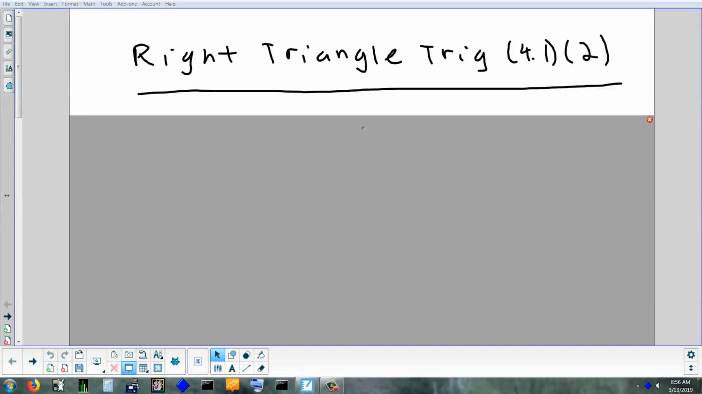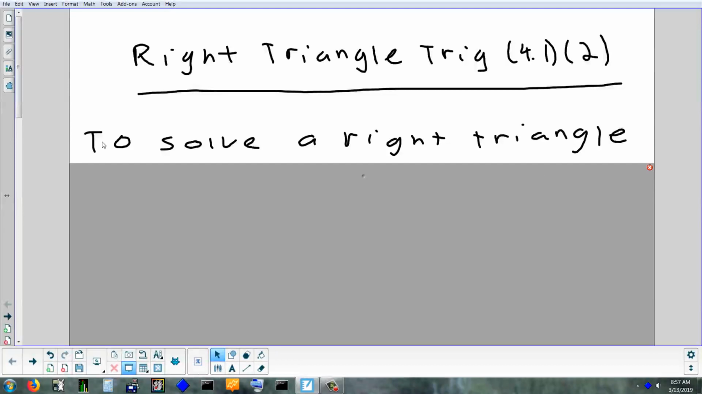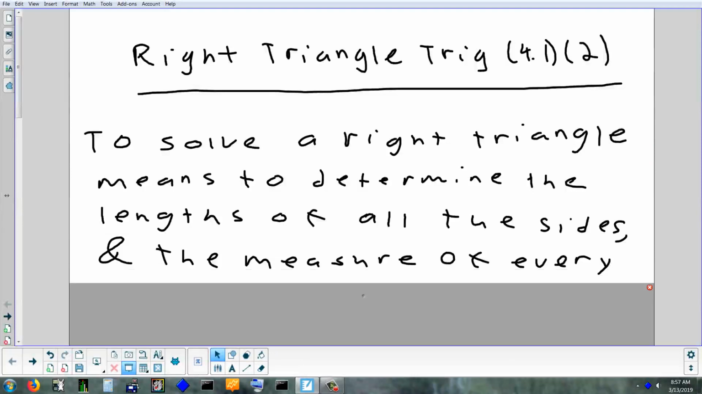Okay, so last section we're going to look at, same section as yesterday, 4.1, just the last half of it. So we're going to be dealing with right triangles, but today we're going to solve them. To solve a right triangle means to figure out basically 6 things. How long is each side? And what's the measure of each angle?